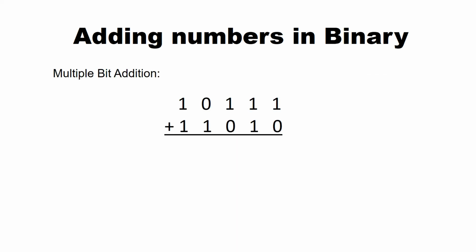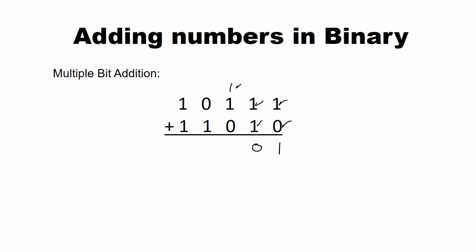Now let's take a look at multiple bit addition. How do you add more than just one bit? Well, let's start at the beginning. So I have a 1 plus 0, which you know, of course, is a 1. 1 plus 1 is 2 in binary, or you could think of it as a 0 carry out a 1. So I've carried out a 1 to this column.